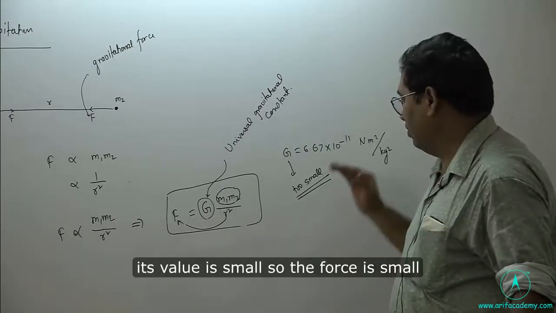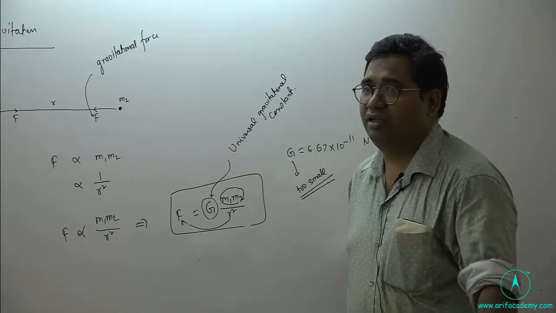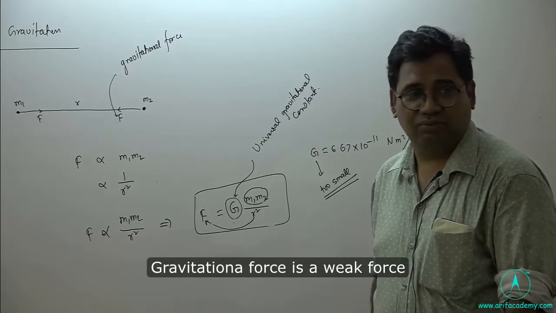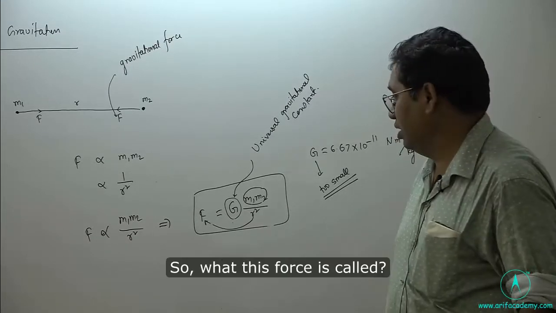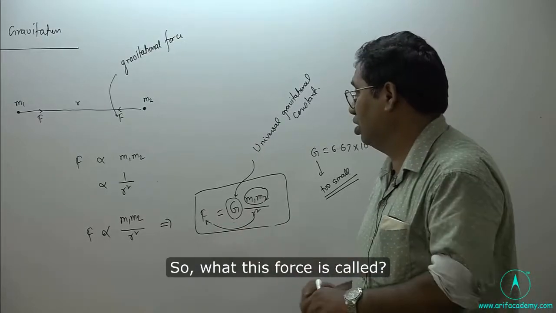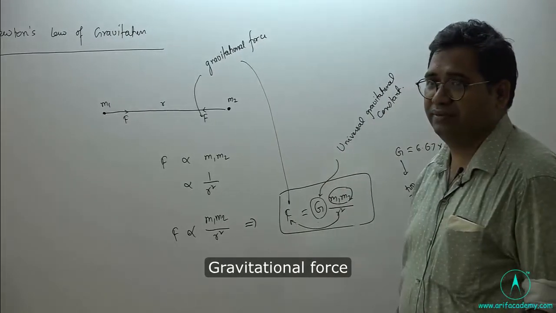Capital G is obtained experimentally. Its value is small, so the force is small. We know gravitational force is a weak force. So what is this force called? Gravitational force. I told you that.